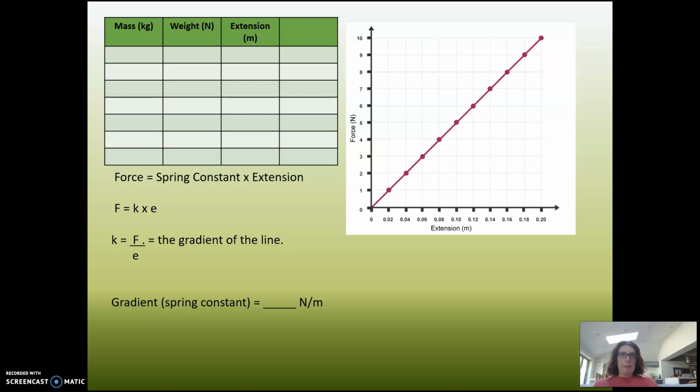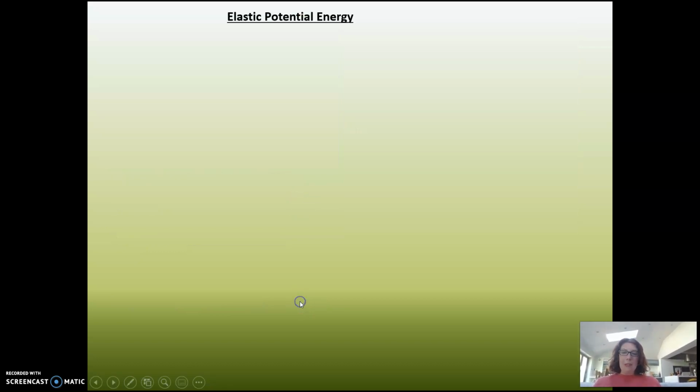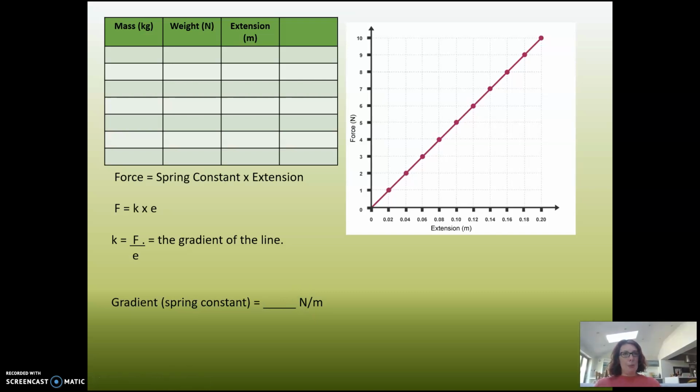per meter. That would mean that if you wanted to stretch your spring 1 meter, you'd have to add 50 newtons to it. If we had a spring of 25, that would be less stiff, so easier to move, and if we had a spring of 100 newtons per meter, that would be more stiff and more difficult to move.